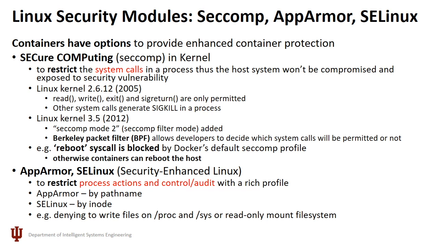AppArmor and SELinux restrict process actions and control audits. So secure computing restricts the system calls, so we can run containers with limited system control. AppArmor and SELinux restrict the process actions and the control audit, with a rich profile, so that we can see what they are actually doing in the system, while at the same time restricting access to functions that could potentially be harmful.